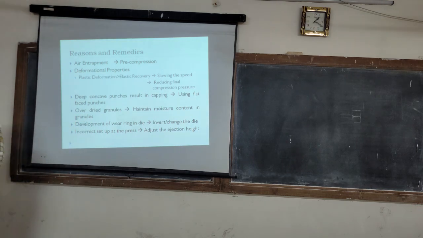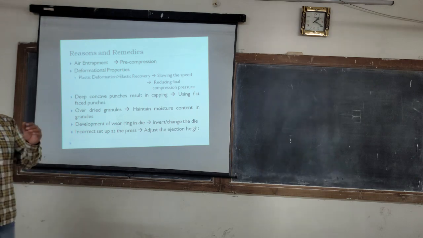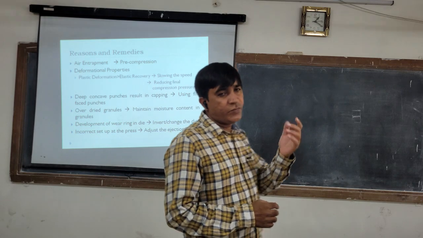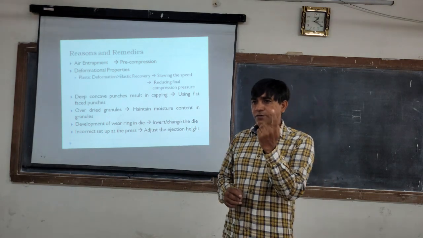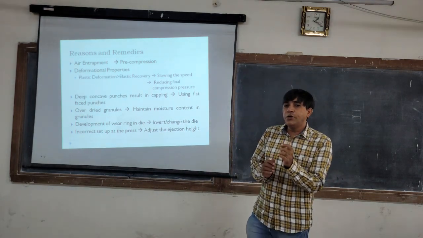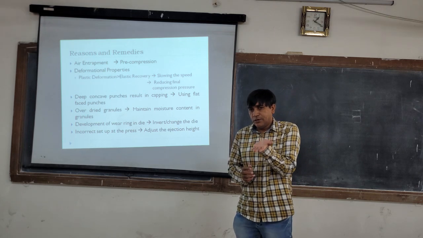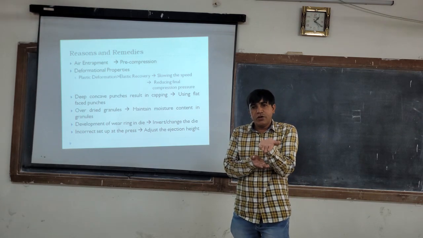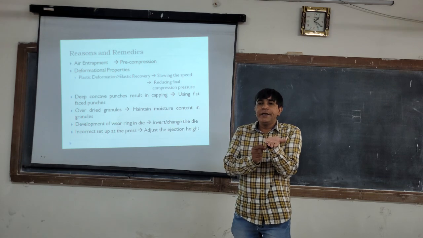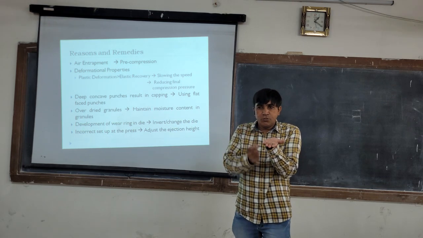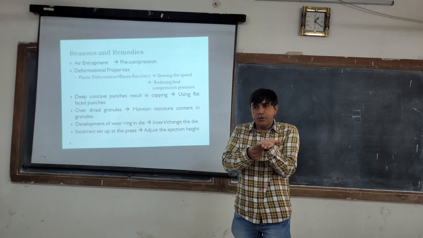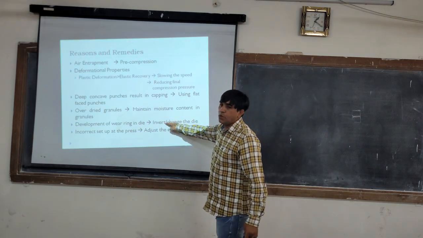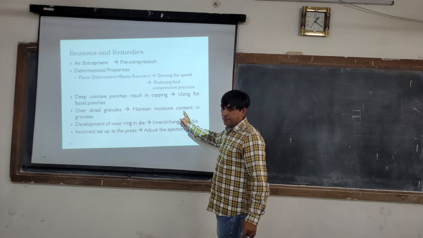Then development of a wear ring in the die cavity. Sometimes after repeated compression, a ring is generated within the die cavity, and that wear ring will lead to forced ejection. The lower punch needs to apply much force to the tablet for ejection. And that will lead to capping and lamination because the forces are not distributed uniformly by the lower punch. So we can either change or invert the die.